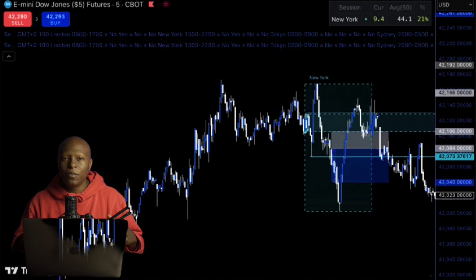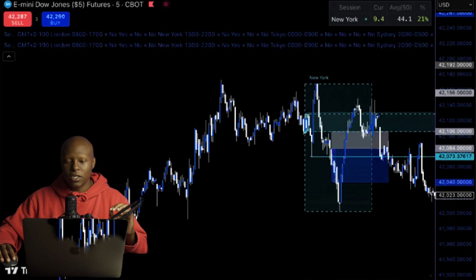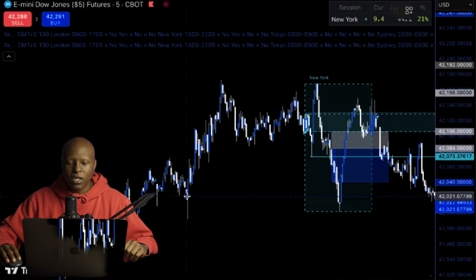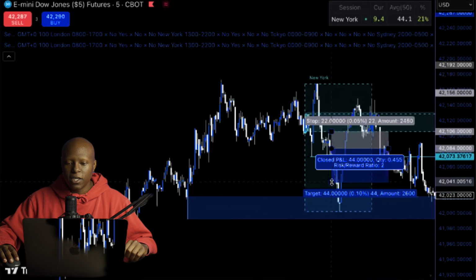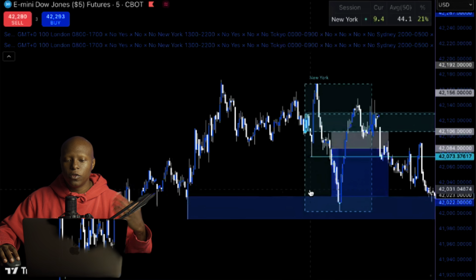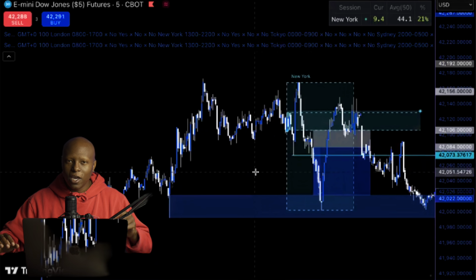So for those in our VIP group, we teach exactly how to target these key structural points so that we can extend our profits to areas like this, giving us a bigger risk to reward on this trade. But a 1 to 2, you can't go wrong with, right?